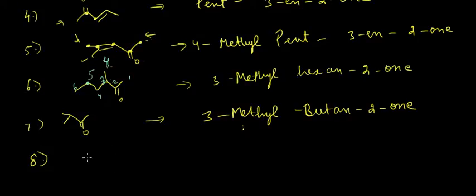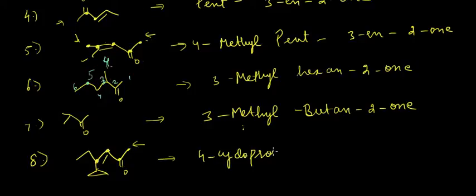Let's look at this example. We have something like this here. The name of this compound would be, recalling that the numbering starts from this carbon atom, the ketone group is attached at the second carbon atom, the alkene group at the third carbon atom, and the substituent, cyclopropyl, at the 4th position. So the prefix would be 4-cyclopropyl, then hex-3-en-2-one.